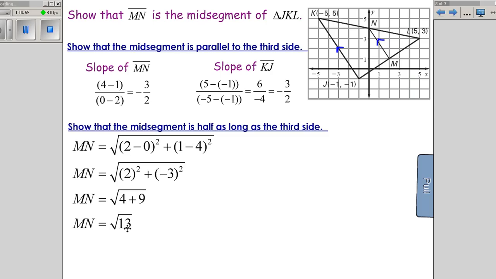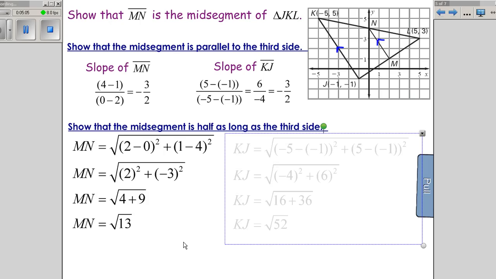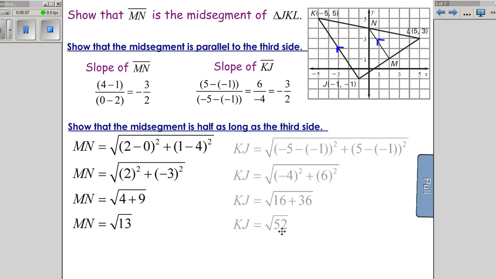And it's okay to leave it in this form as long as you can identify if it's going to be half as long as side KJ. When we find the distance between points K and J, we find out that it's the square root of 52. And it's a bit difficult from this to tell if it is going to be twice as long as MN. So looking at this, I see that MN is equal to root 13, and this is already simplified. But I think I could do some more to root 52 to simplify it.